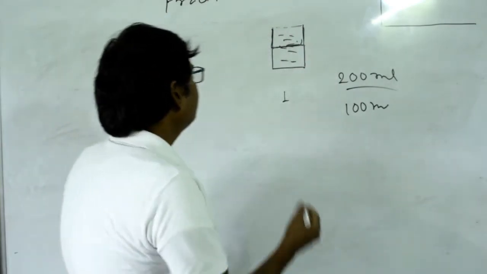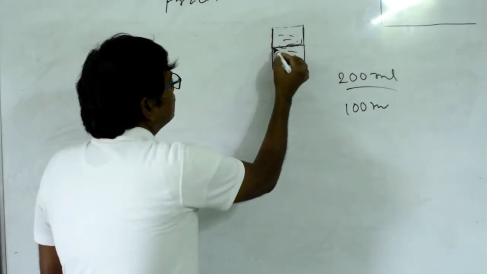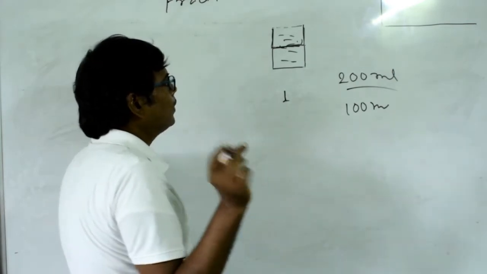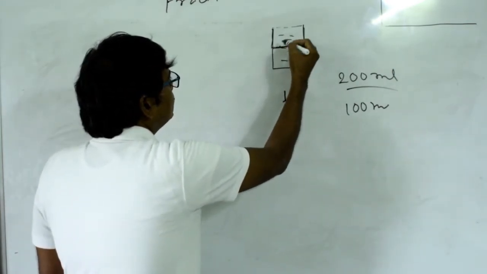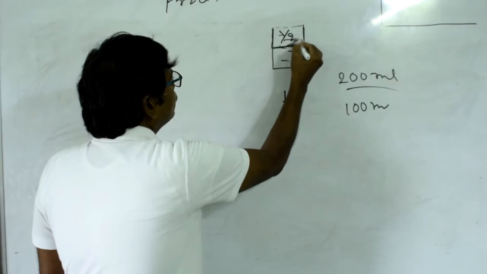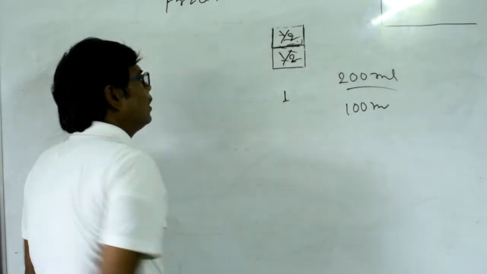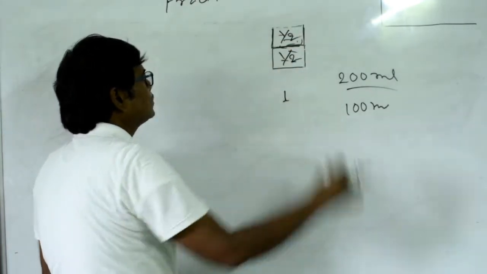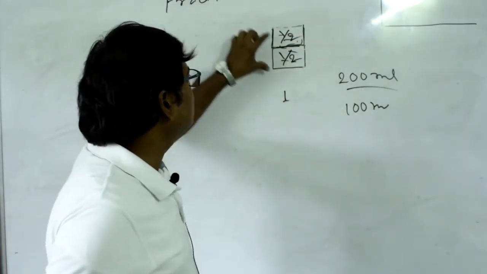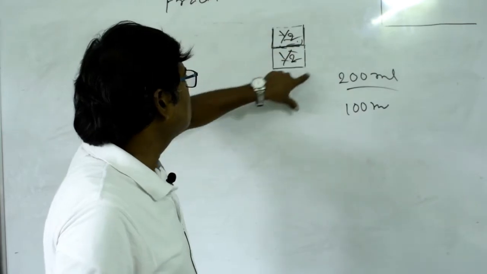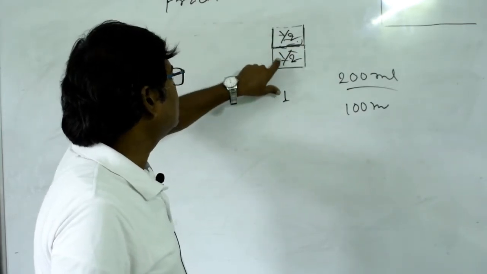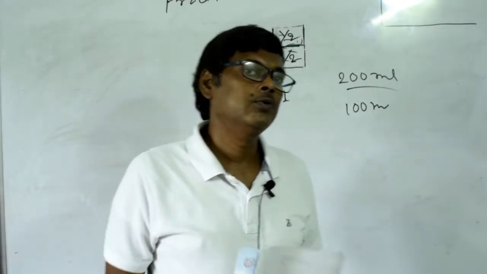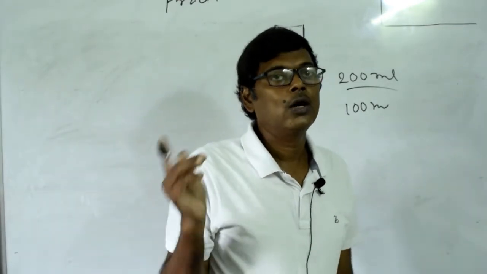So here we will say that this whole glass is 1. This one is divided into 2 equal parts, and therefore each part is half of the whole glass. This will be half of the whole glass, and this will also be half of the whole glass. Because the whole glass is divided into 2 parts, part 1 and part 2, and we have drunk 1 part out of the 2 parts.